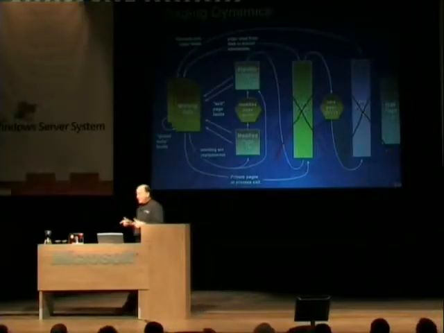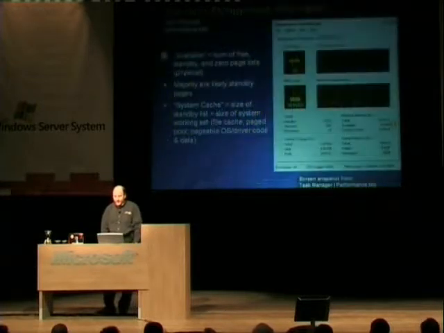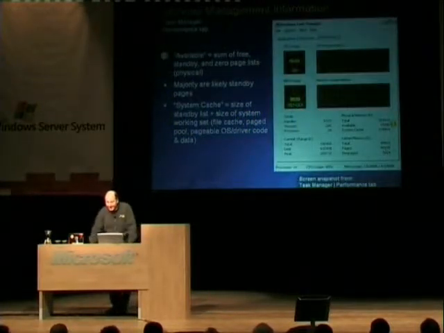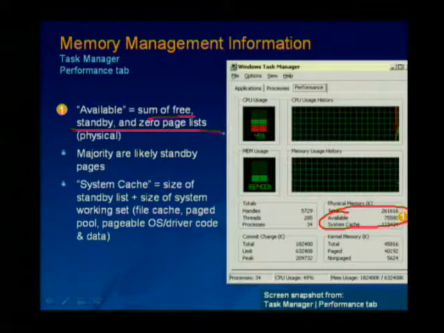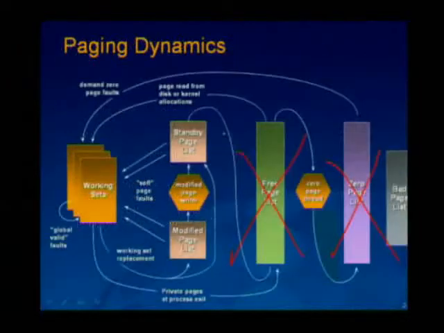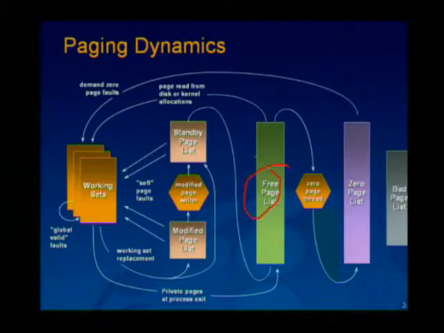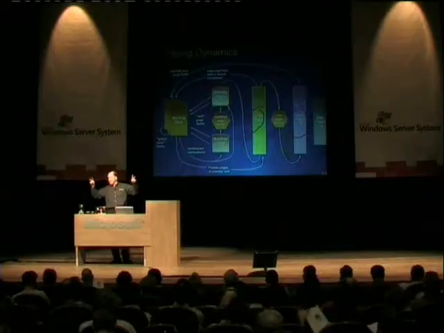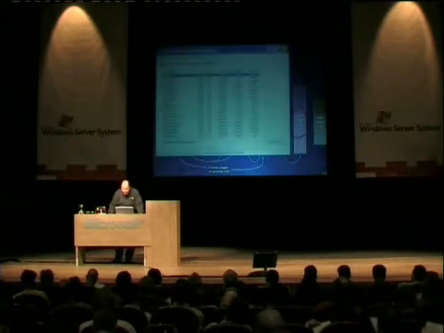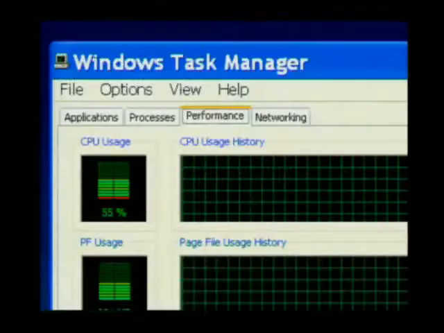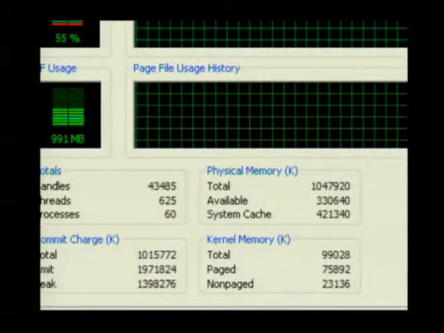So now we can put a nice definition on available memory. Available memory in Task Manager is the sum of all three of the lists on the right. The free list, the standby list, and the zero list. That's what the system considers to be the available memory. That's what that performance counter means. It's the sum of those three lists. But that number by itself, when you bring up Task Manager and look at it, so my system has 330 megs of available memory.